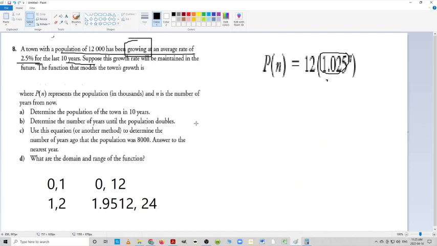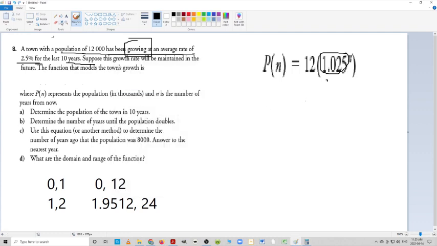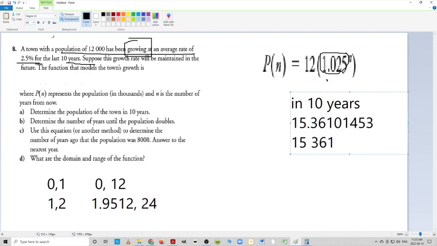Determine the population of the town in 10 years. Well, we just put 10 in for n, right? So we're going to do that. 1.025 to the power of 10. And we got to multiply by 12. But just remember that this is a population that hasn't been multiplied by. So in 10 years, the population is this, but it's really 15,361 people. You ignore the rest because we don't deal in fractions of people. So that's the population in 10 years.